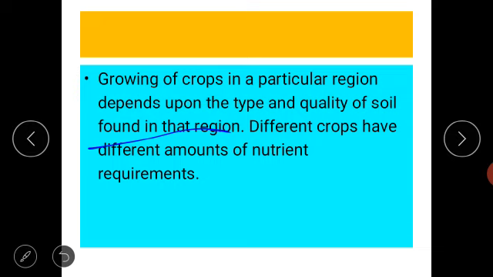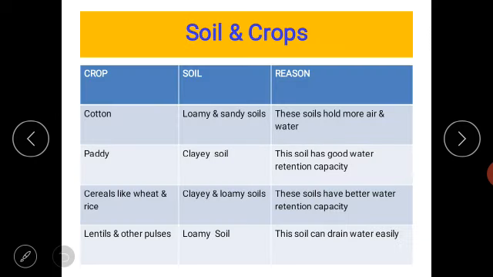Different crops have different nutrient requirements that can be fulfilled by different types of soils. That is the reason that a specific type of crop is taken in specific regions only. Any crop we cannot grow in any region. So depending upon the soil, the crop is grown, and that I have listed in the table.